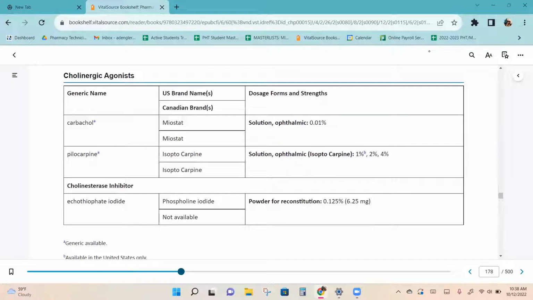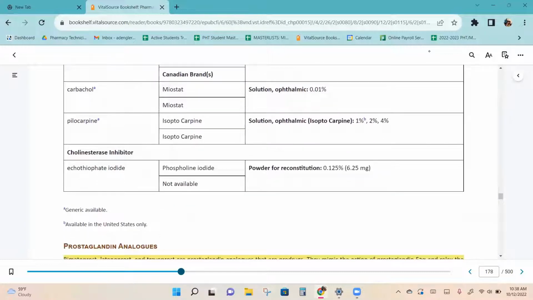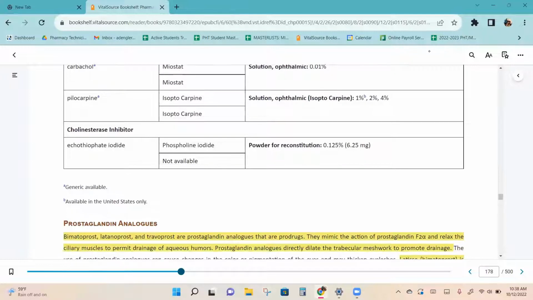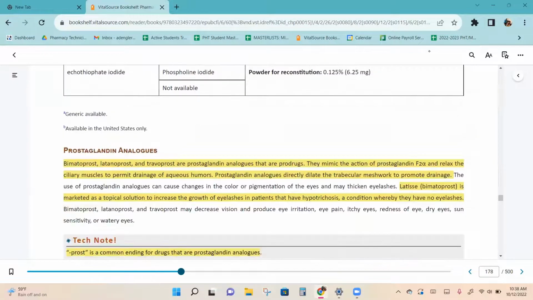So we have our cholinergic agonists, carbachol and pilocarpine, which are both available only as ophthalmic solutions. And the Phospholine Iodide, which is the cholinesterase inhibitor ecothiopate iodine, is made as a powder for reconstitution.